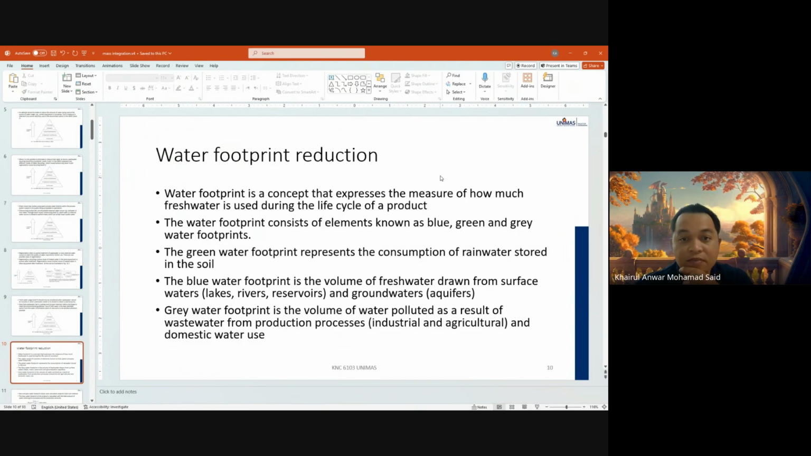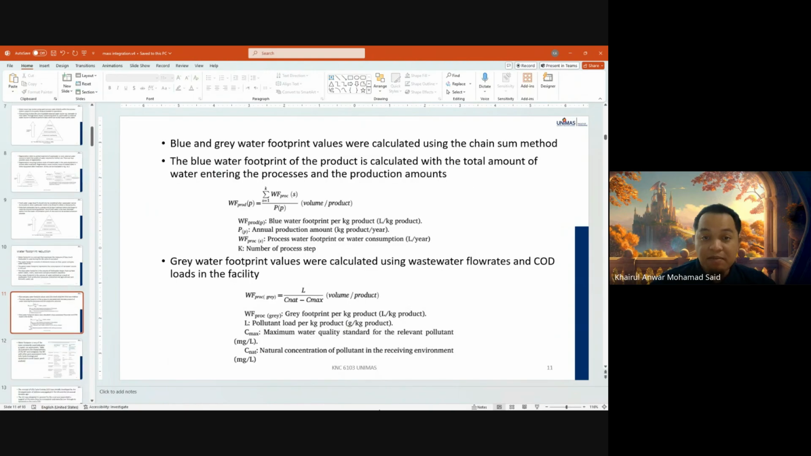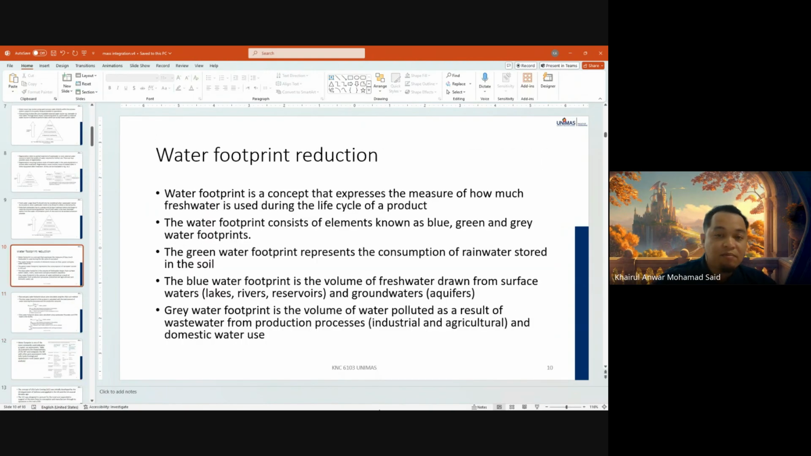So next is the water footprint reduction. I sent you the poll. It's asking, according to the definition, what does the gray water footprint represent? Let me explain first. That is water footprint.